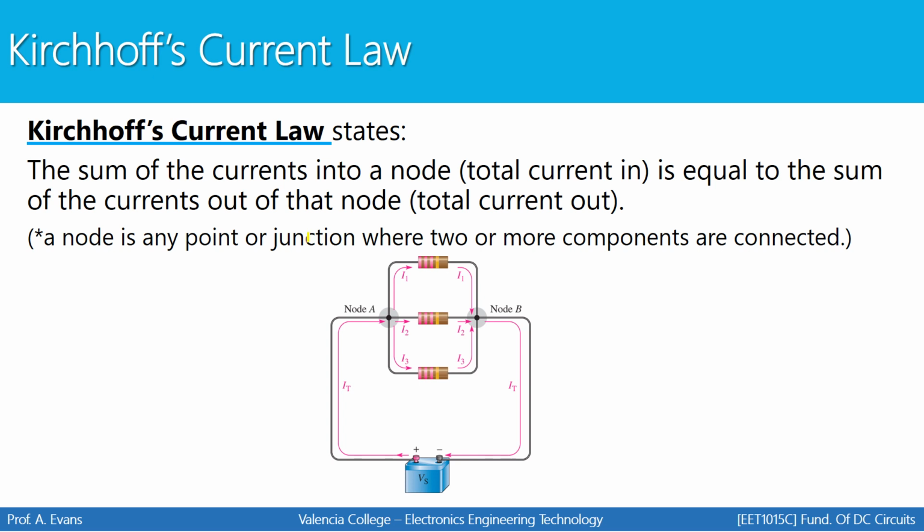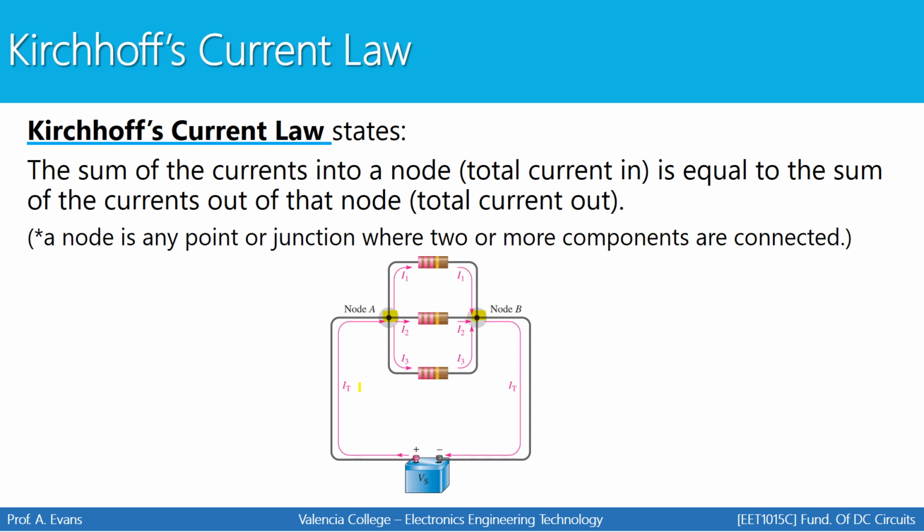Next, we're going to move on to a new law. In the last video we discussed Kirchhoff's voltage law. We also have Kirchhoff's current law. Kirchhoff's current law states that the sum of the currents into a node, the total current into a node, is equal to the sum of the currents out of that node, or the total current coming out of that node. Keep in mind, a node is any point or junction where two or more components are connected. A node will always be represented with a very visible black circle. If you don't see a very visible black circle, it's not a node.